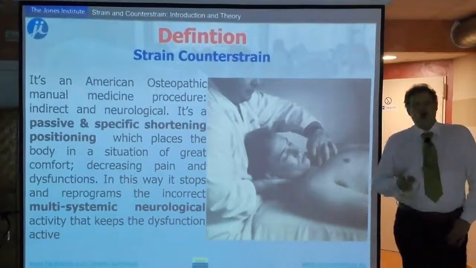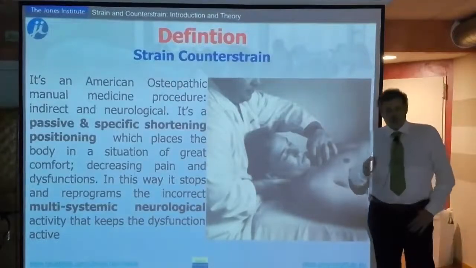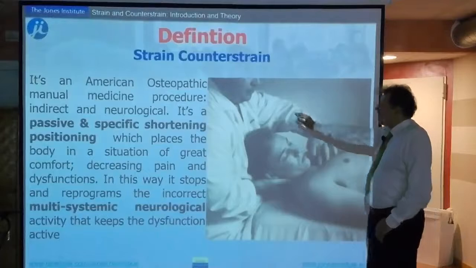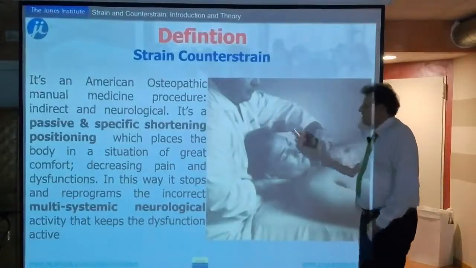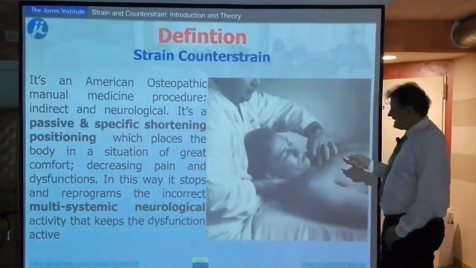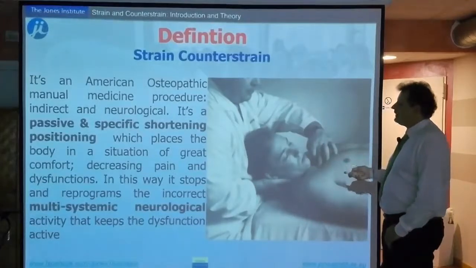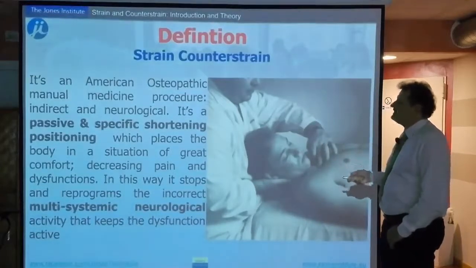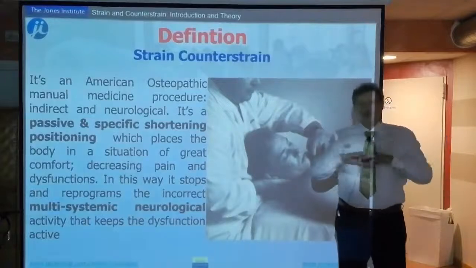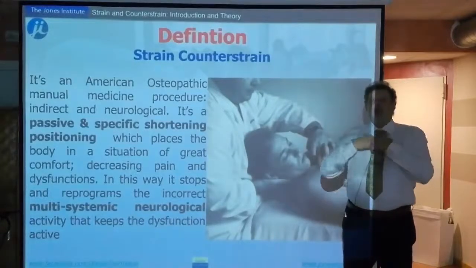So let me chop down this definition for you to make it more feasible. Well, counterstrain was born in American osteopathic medicine, so it's a scientific approach. It's an indirect and neurological procedure. What does indirect mean? Well, in manual medicine, we can have two big approaches upon a dysfunction.